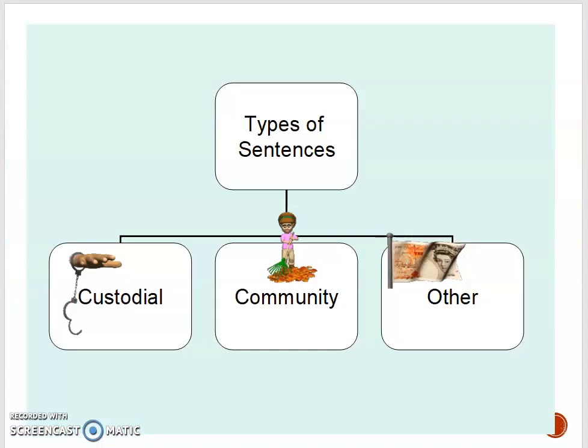So if we start by looking at the different types of sentences that are available, there are three key categories. The one that springs to mind is probably custodial sentences, and this is where the defendant is sent to prison for a period of time. Community sentences used to be known as community service, and other would be any sentences available to the court that don't fit within the previous two categories, such as things like driving bans and fines, conditional discharges. But we're going to start off by looking at custodial sentences.